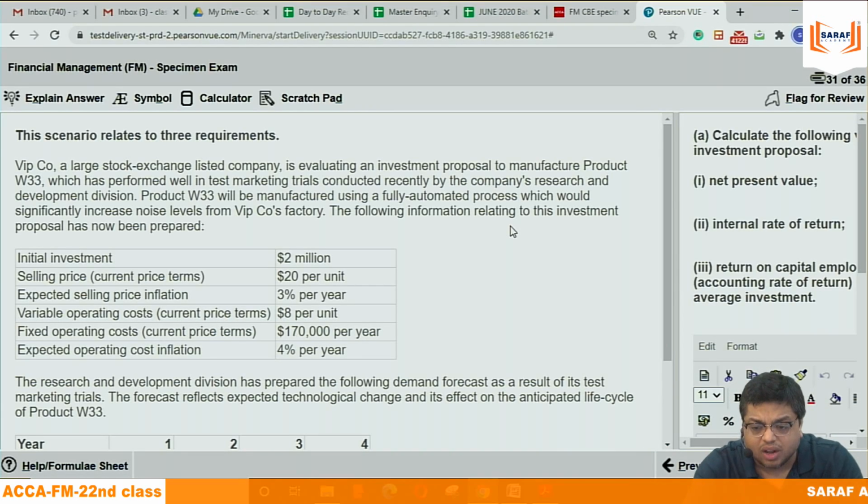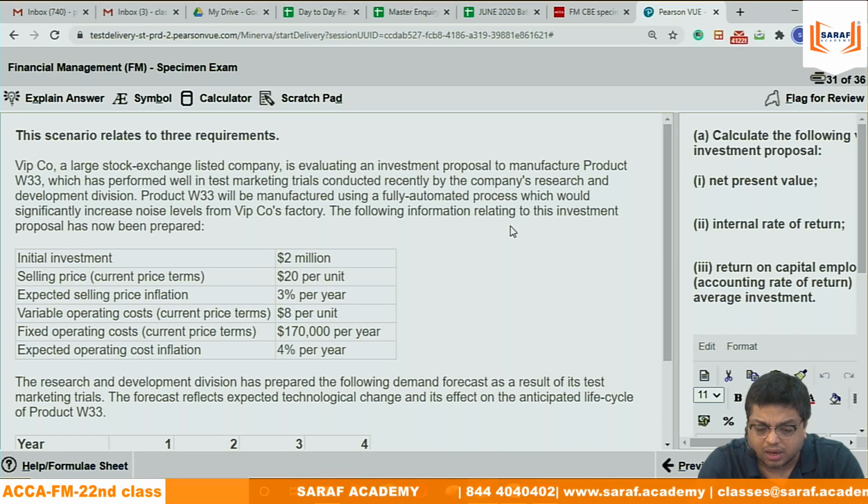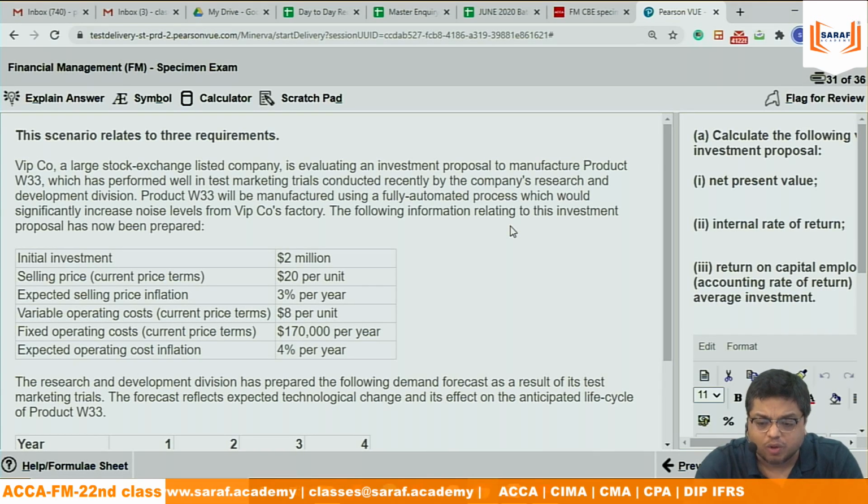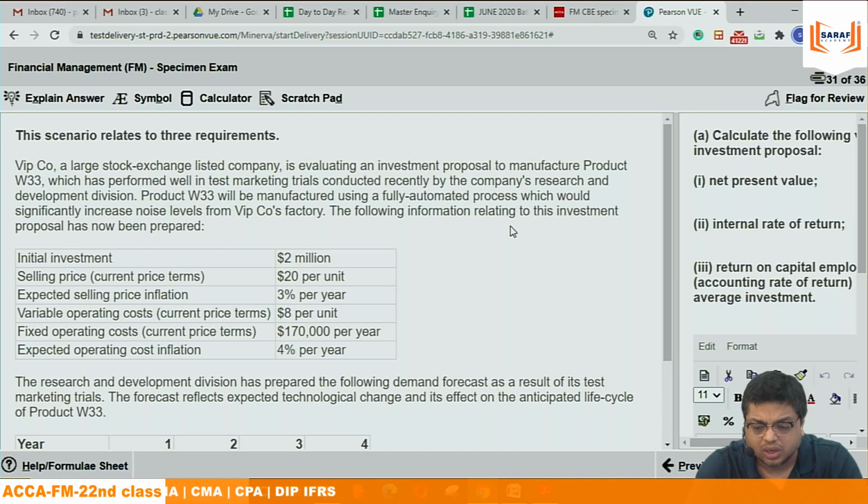They are saying $20 is the current price. Expected selling price inflation is 3%. That means after 1 year, the sale price will be 20 into 1.03. Second year, into 1.03 again. Third year, into 1.03 and so on. Variable operating cost, again current price, $8. Fixed operating cost, current price 1,70,000. Expected operating cost inflation is 4%. That means for both variable cost and fixed cost, the inflation is 4%.